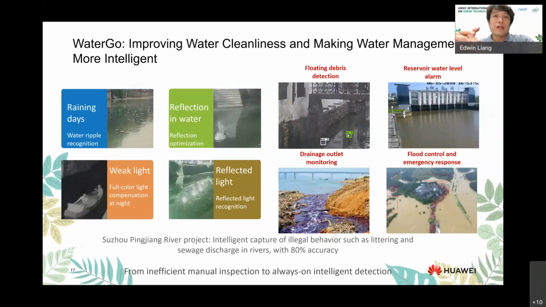With higher than 80% accuracy, we'll be able to detect floating debris, monitor drainage outlets, and raise water level alarms, etc.